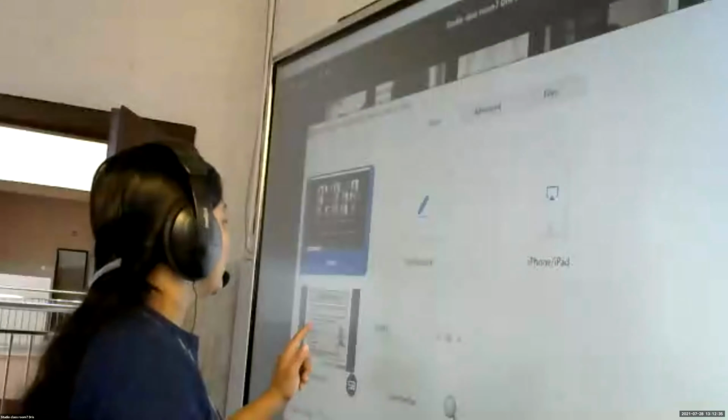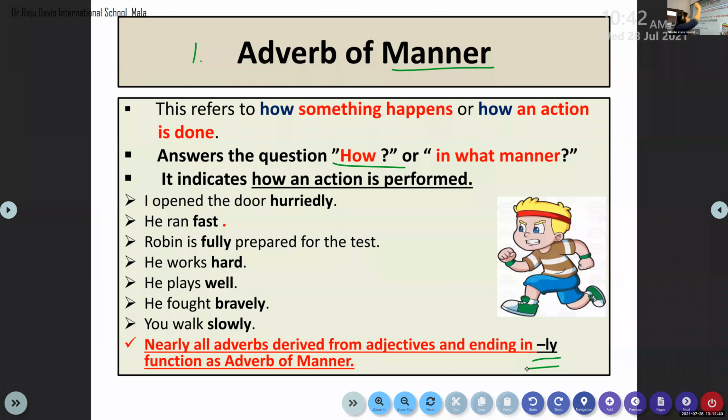And now, children, everybody look here. Let us talk about the examples written here. I have told you that adverb of manner answers the question how. If you ask how, or in what manner, you will get the answer in the form of an adverb of manner from the sentence, because it shows how an action is performed. Action words are verbs. So an adverb is used to describe an action.